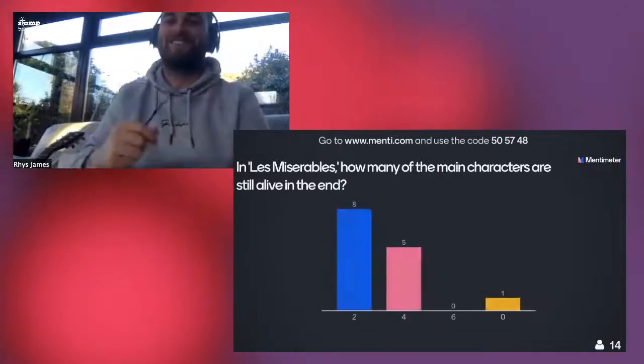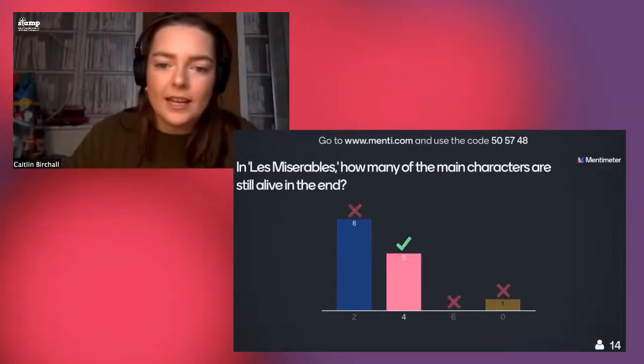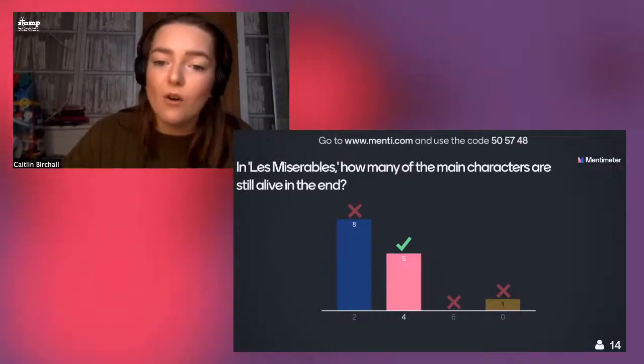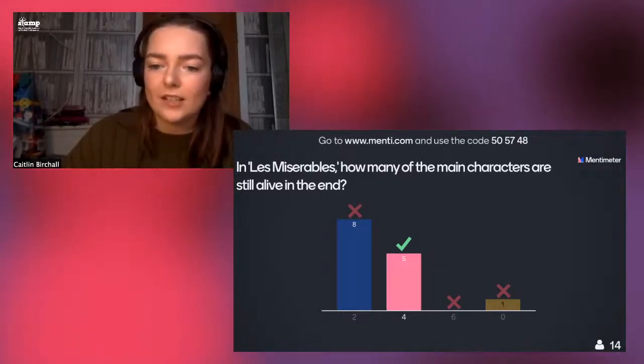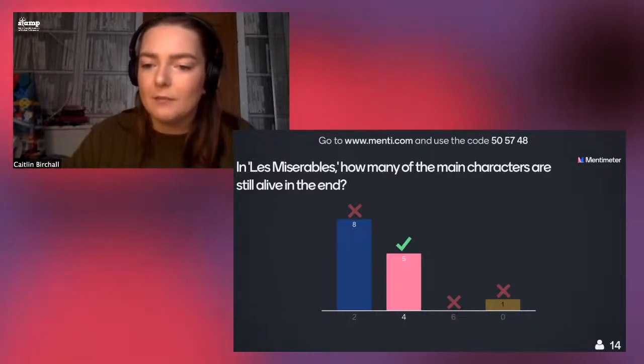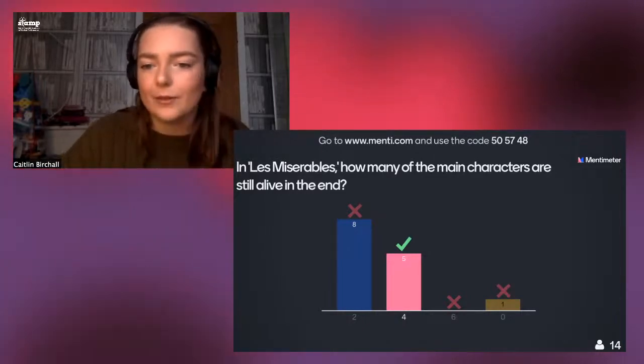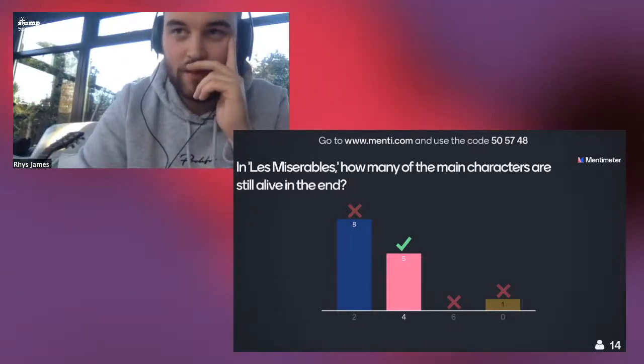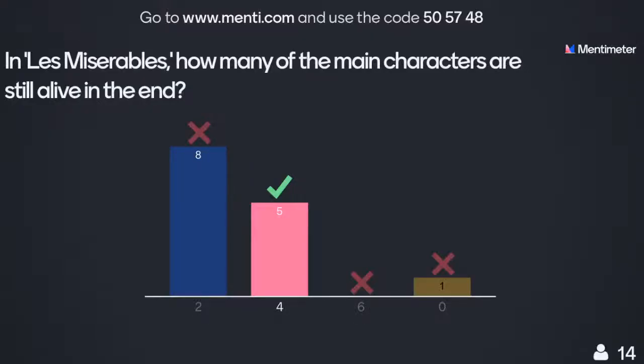Okay, so let's see how you've all done there. 8 of you went for 2, but that wasn't the right answer, sadly. The right answer is 4. Can you tell me who those characters are? I know that it's obviously Marius and Cosette, but I can't remember who they are. Oh, who else is still alive? That's a difficult one for me, you know. Are the Thénardiers still alive, perhaps? Maybe. Yeah. Sure, we'll go with that.